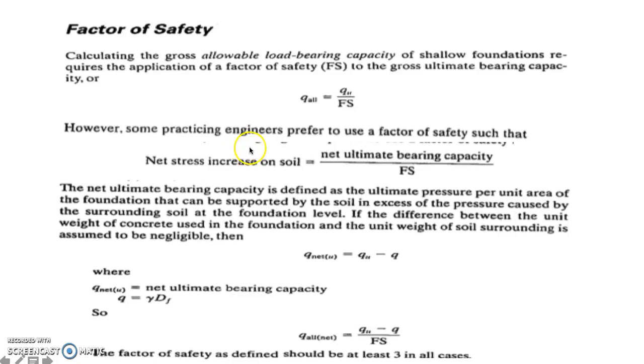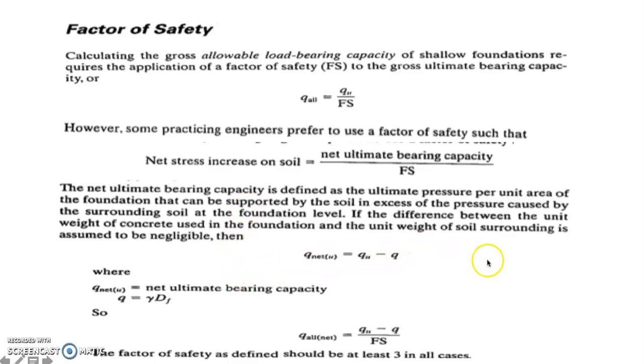This is the allowable load bearing capacity, which is equal to the ultimate bearing capacity over the factor of safety. However, some practitioners, some engineers prefer to use the factor of safety with this expression: net stress increase on soil is equal to the net ultimate bearing capacity over the factor of safety. So the net ultimate bearing capacity is defined as the ultimate pressure per unit area of the foundation that can be supported by the soil in excess of the pressure caused by the surrounding soil at the foundation level.